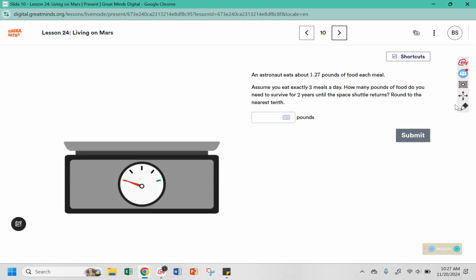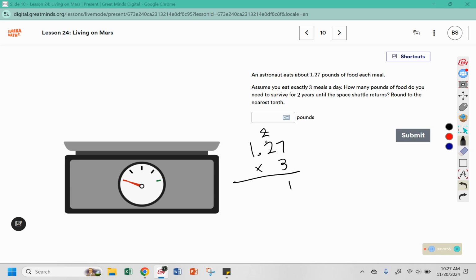An astronaut eats about 1.27 pounds of food for each meal. Assume you eat exactly 3 meals a day. So let's start there to figure out how many pounds they eat per day. 3 times 7 is 21. 3 times 2 is 6, plus 2 more makes 8. 3 times 1 is 3. We have 2 decimal places in our question, so 2 in our answer.